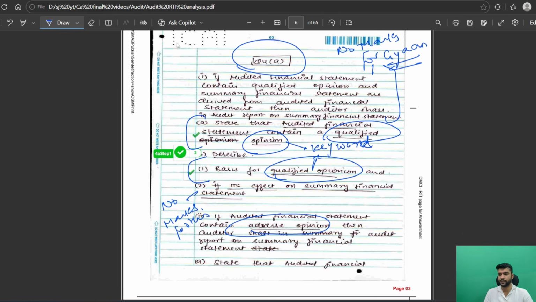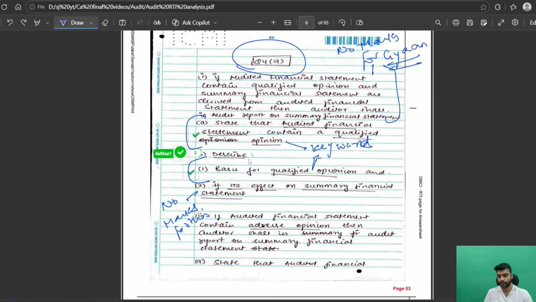And as you can see the solution, I have just come back. I received 1 mark here. The keyword here is qualified opinion. Simple as that. Second, I received a mark for basis for qualified opinion. The keywords are basis and qualified. I got 1 mark here.